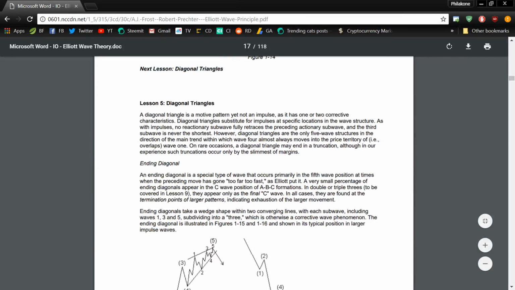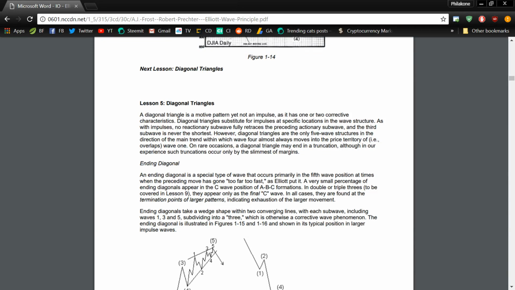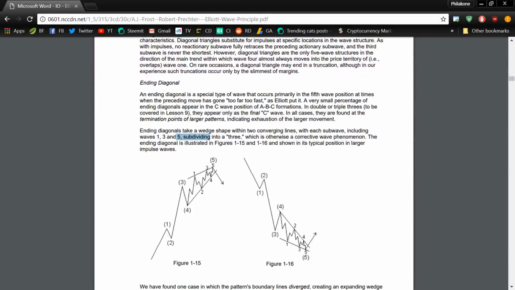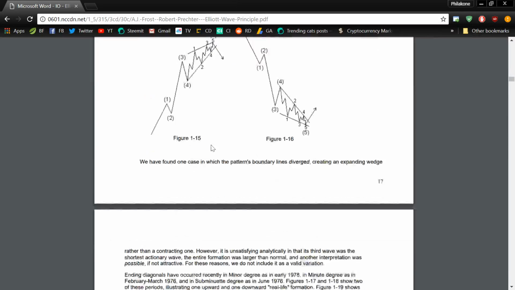And now what it also says here is that it's the only 5-wave structure in the direction of the main trend where wave 4 almost always moves into the price territory of wave 1. So for the people that are very strict on these rules, such as, oh, wave 4 doesn't actually retrace into the territory of wave 1, you guys got to really read these textbooks of yours and really, really learn a lot more. And ending diagonals, two converging lines, right? And it's usually divided into 3s is what they call it.